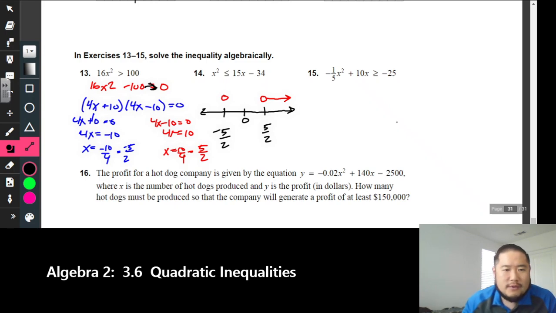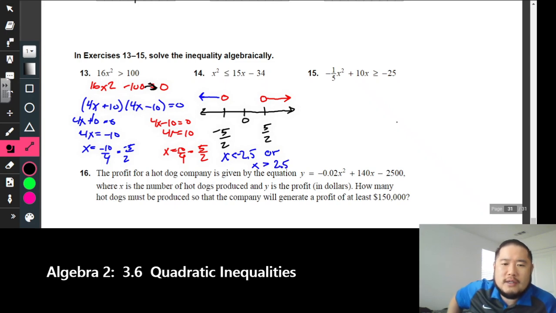So you can plug in negative 3. And when you plug in negative 3 right here into the equation, you'll get the same result, and it is a true statement. Okay, so the last thing is this. When it goes in opposite directions, we have to say that x is less than negative 2.5, and then the important part here is or x is greater than 2.5. And that would be your answer.